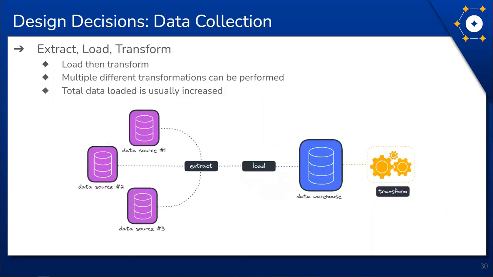An ELT pipeline loads the data directly into the target, and the target system performs any transformations it requires. This allows transformation to be performed as needed on subsets of data and for different transformations to be performed at any time. However, this usually increases the total data loaded into the target.